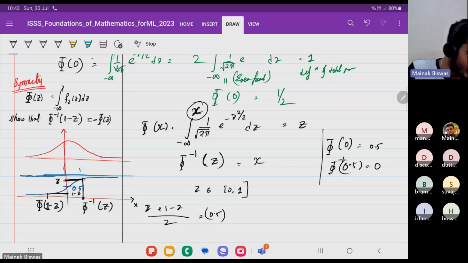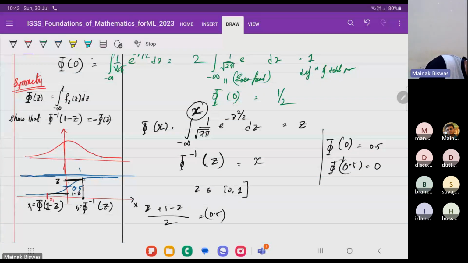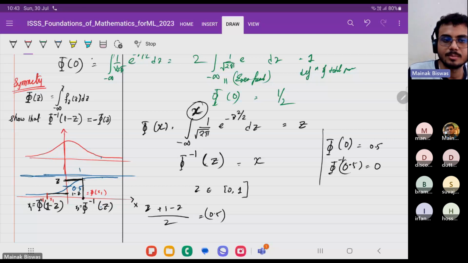Tell me, what is the problem with getting these two points on x, x1 and x2? Can you tell me what is the problem? If I do an f inverse for this x1, I will get 1 minus z, yes or no? Yes, for x1, phi of x1 is 1 minus z. So x1 is phi inverse, sorry, phi inverse of 1 minus z.